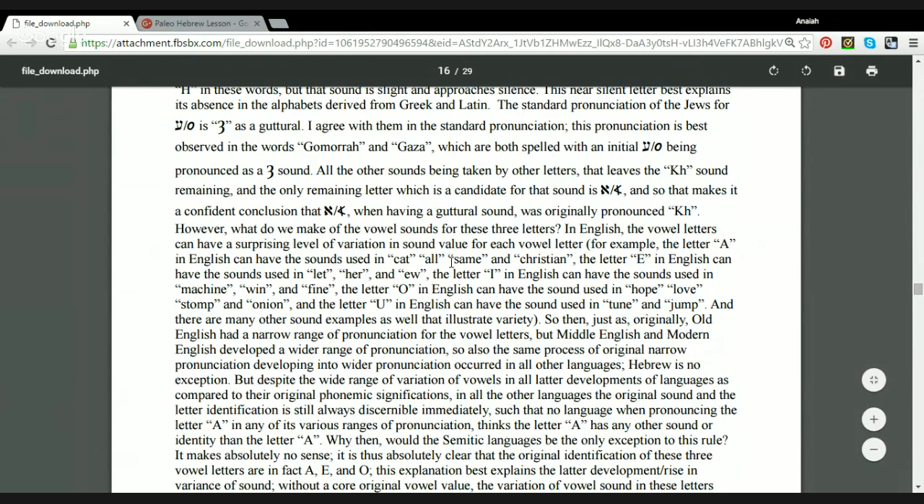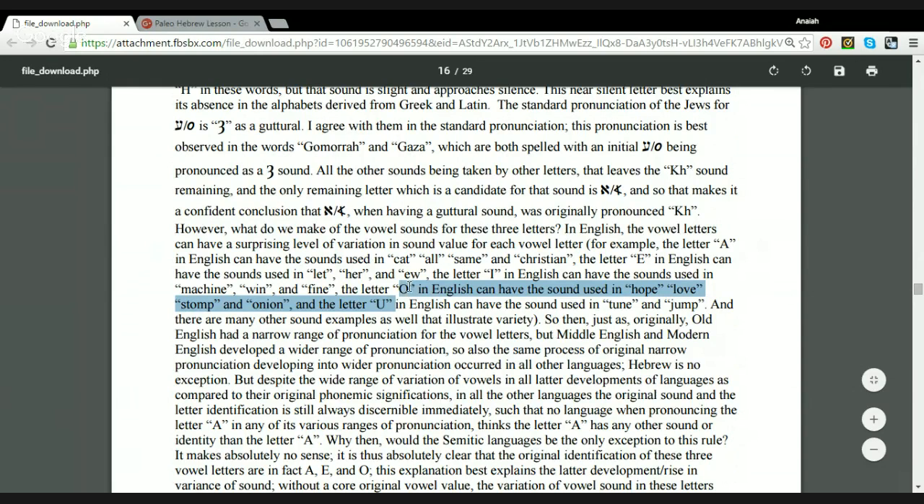4 different sounds. The letter E can have let, her, ew, 3 different sounds. I in English can have machine, win, fine, 3 sounds. Letter O can have hope, love, stop, onion. So listen to that. O, ah, all O. So why should we say that iron should not be O?